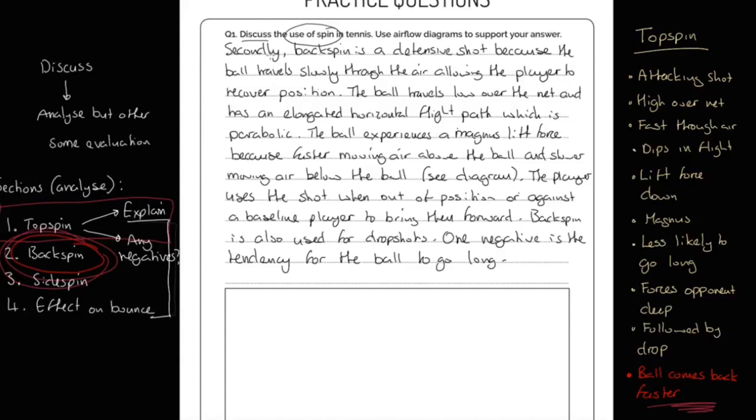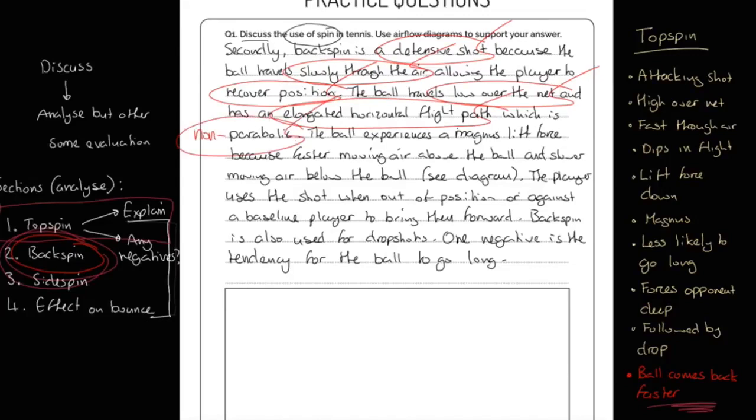Secondly, this is like my second paragraph. Secondly, backspin is a defensive shot because the ball travels slowly through the air, allowing the player to recover position. All these are correct answers. The ball travels low over the net and has an elongated horizontal flight path, which is non-parabolic. The ball experiences a Magnus lift force because of faster moving air above the ball and slower moving air below the ball, see diagram, more of which in a second.